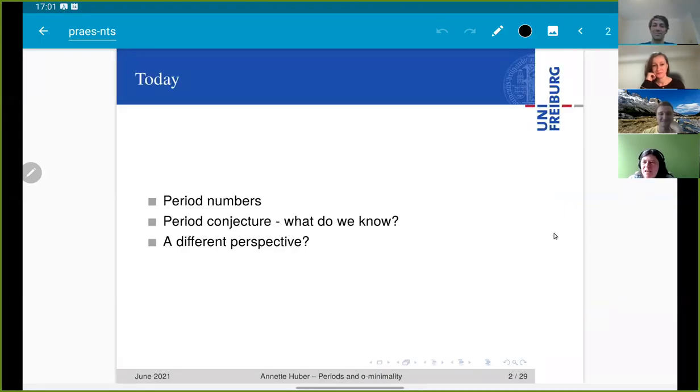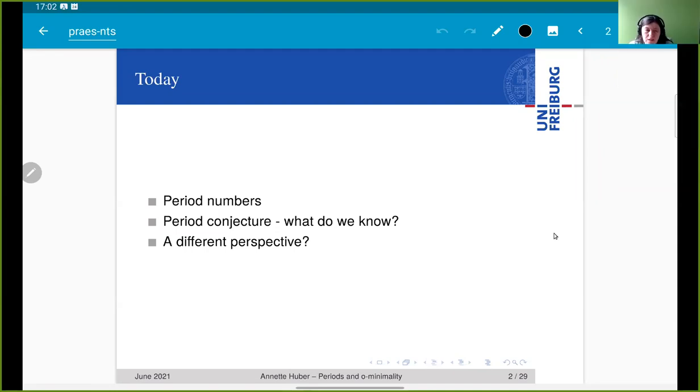This will be a kind of a survey talk. So I don't want to talk so much about proofs and maybe not even so much about precise statements of everything, but more about the big picture and how I see it. So I first want to tell you about period numbers, what they are, how they can be defined, and then turn to the period conjecture, and then finally speculate a bit on the connection. So that's the O-minimality part of the title.